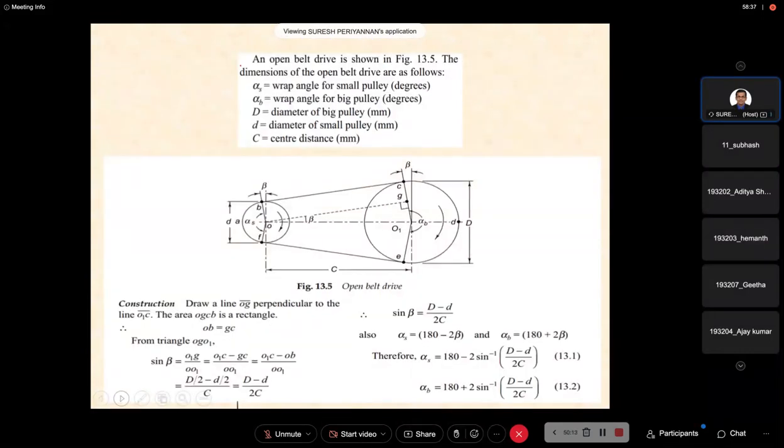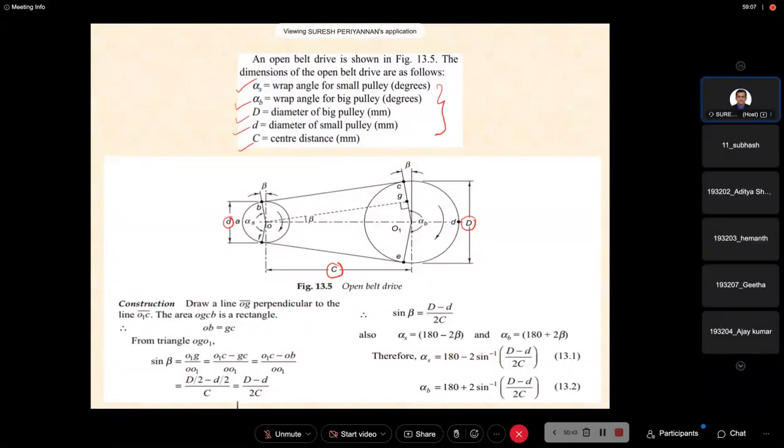These are the terminology we should know, because we are going to use the same terminology when solving problems later. This is the warp angle for the small pulley, and this is the warp angle for the bigger pulley. The diameter of the bigger pulley is capital D, the smaller pulley diameter is small d, and then the center distance. Now we would like to find out the length of the belt.